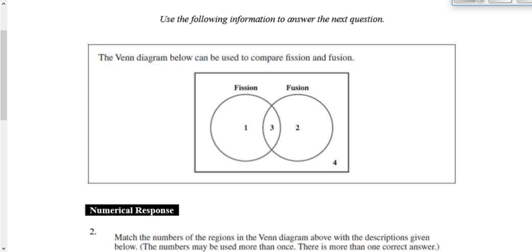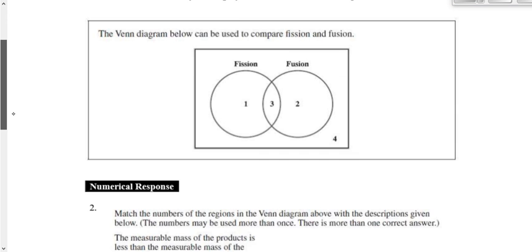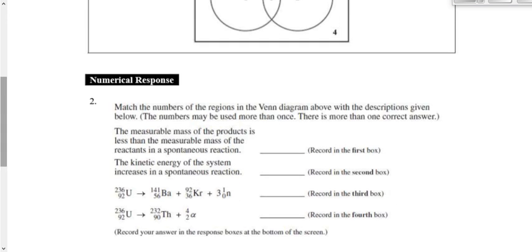Here we've got a Venn diagram for fission and fusion, and we've got 4 numbers, 1, 2, 3, and 4. We know that 1 is a characteristic of just fission, 2 is just fusion, 3 is a characteristic of both fission and fusion, and 4 is neither fission nor fusion, right? Let's do this one together here. Match the numbers of the regions in the Venn diagram with the descriptions given below. You can use the numbers more than once, and there's more than one correct answer. The measurable mass of the products is less than the mass of the reactants. Is that a characteristic of fission, fusion, or both, or neither?